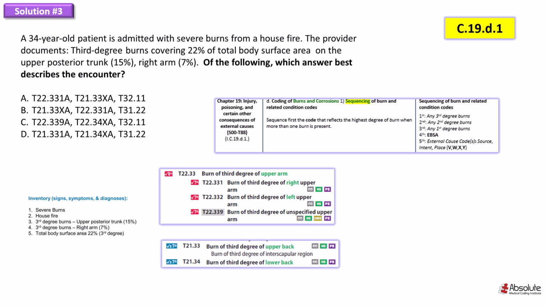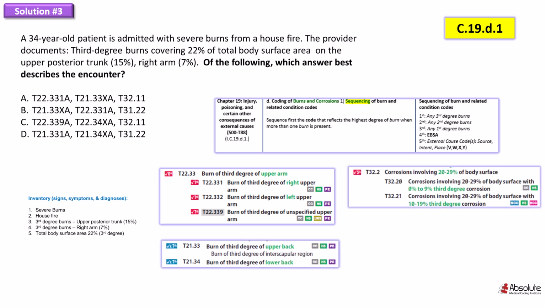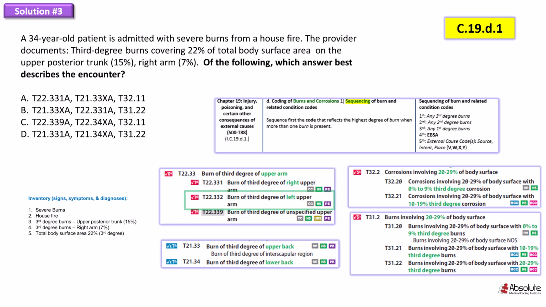T22.33, T21.33, T32.2, and T31.2. All right, I like T22.331. This is the code for burn of third degree of right upper arm. I like it. What I don't like is T22.339. This is burn of third degree of unspecified upper arm. Well, we know this is the right arm, right? So it is specified, and therefore we can eliminate C because C is coding for an unspecified arm. Got to get rid of it.